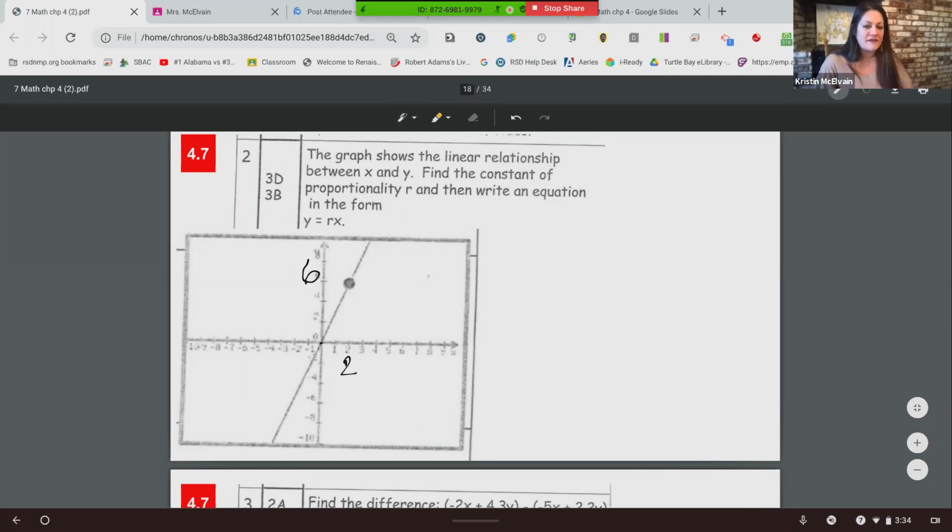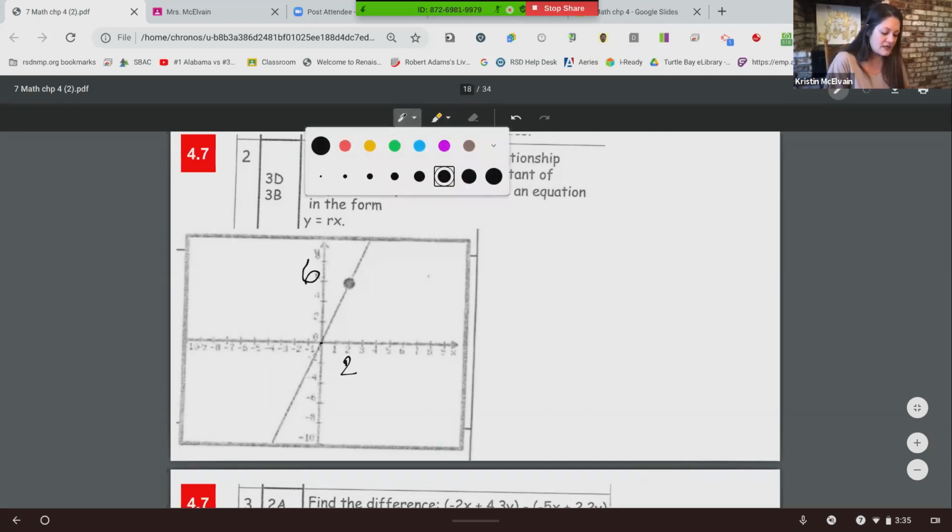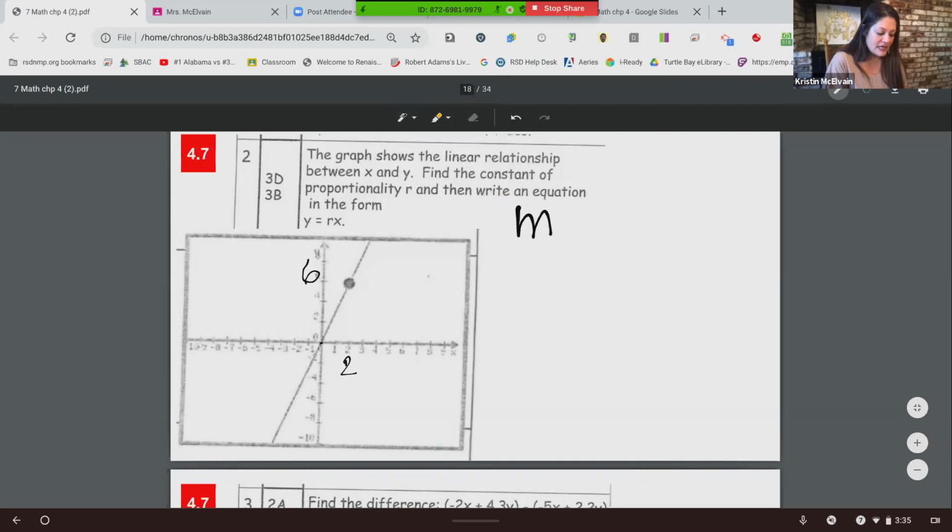All right, so it says the graph shows the linear relationship between x and y. Find the constant of proportionality r, and then write an equation in the form y equals rx. Okay, so we've talked about this. The proportionality of r, that slope. So let's just start talking about it as slope now. Okay, so for us, rise over run. So slope is going to be m. That is also your r. Okay, so that's this one here.